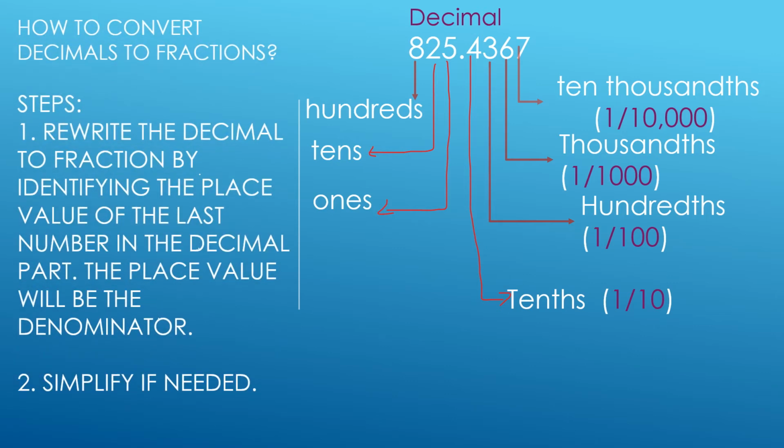Now, to rewrite a decimal as a fraction, first identify the place value of the last number in the decimal part. The place value will be the denominator. Then simplify if needed.